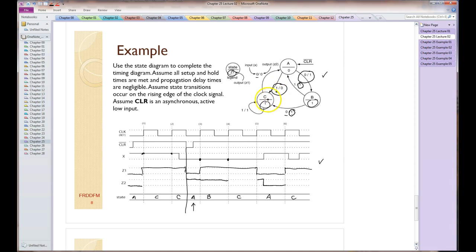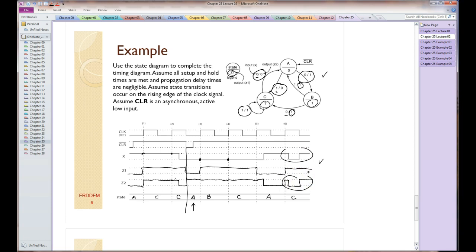Okay, in state C, the output is the same as the input. Input's a 1, so it's going to follow it in state C. This is following that. In state C, I got a 1. In state C, it's following the input. So this waveform is going to look like that one, and I'm done on that one.